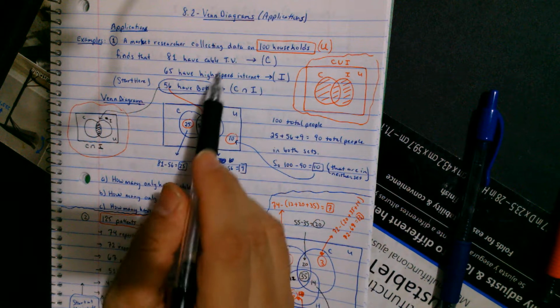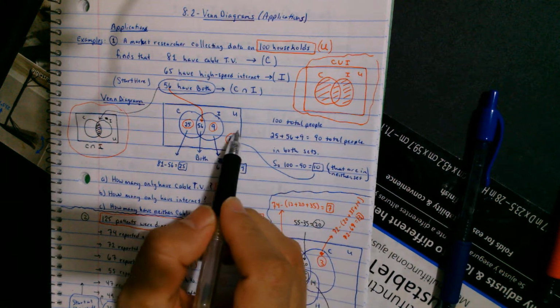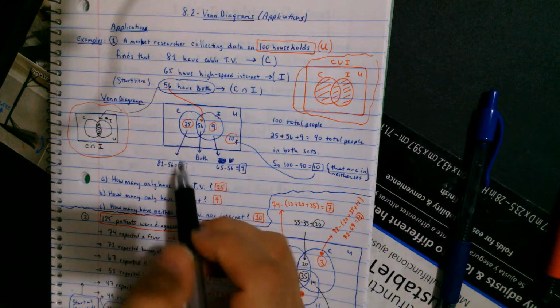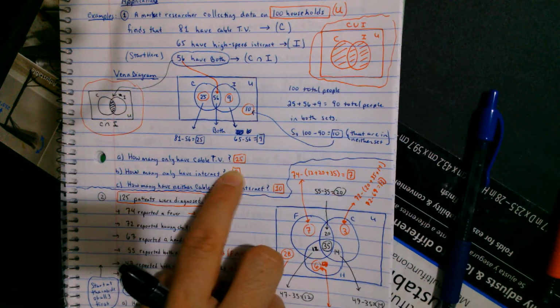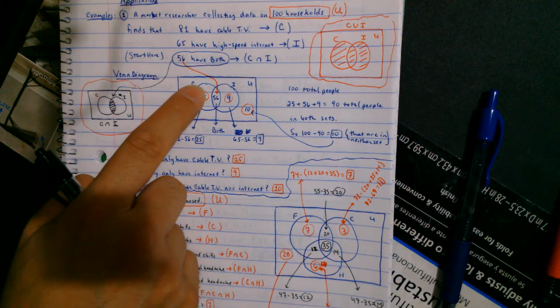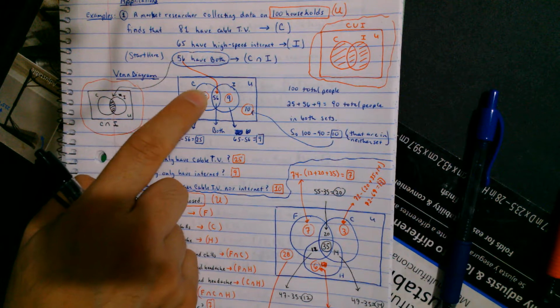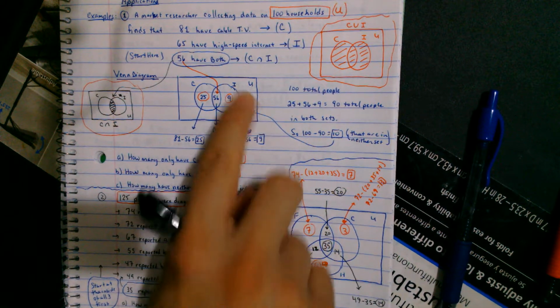In this box, there has to be 100 people. So we take 100 minus the 90, and that's what's outside the box. This would be the complement of the union. So the question asks, how many only have cable TV? The ones that only have cable, this one. Because this one has cable and internet. So the ones that have only cable are the 25. The only ones that have internet are the 9.